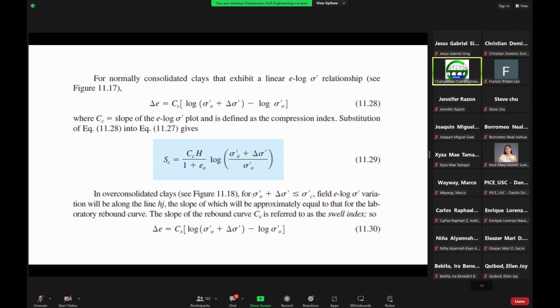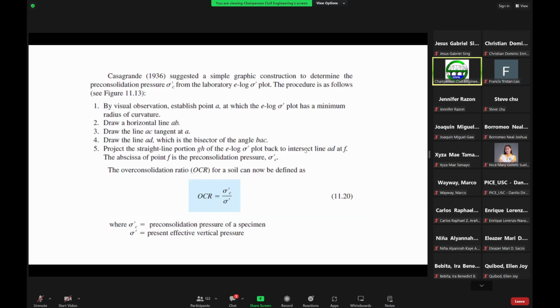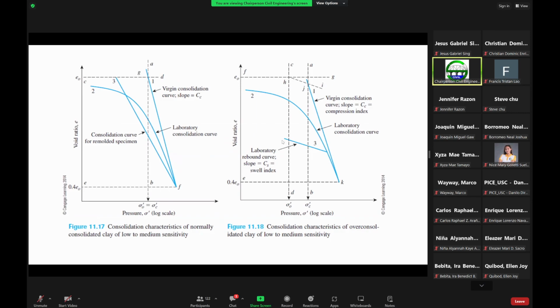And then the slope of that rebound curve is C sub S, which we call the swell index. So if you have this condition, then you are basically following this curve, in such a way that the present effective overburden pressure plus the increase in stress is less than the pre-consolidation pressure. So it would fall under this curve.